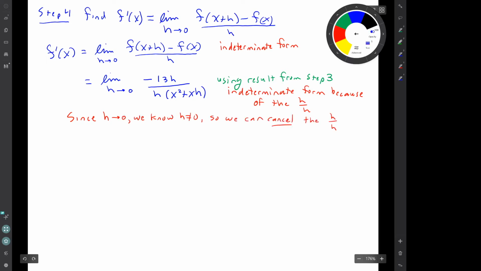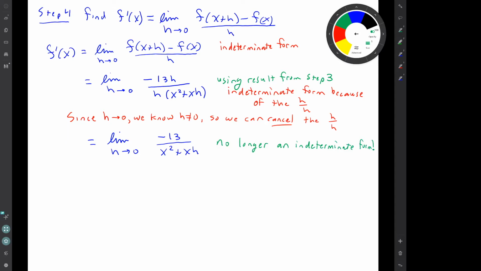We know that h is approaching 0, so h is not 0, so we can cancel the h over h. That's the most important step of the first month of the course. Now we have to be very clear and show the result of that cancellation. Notice that that is no longer an indeterminate form. In fact, that's a rational function with variable h.